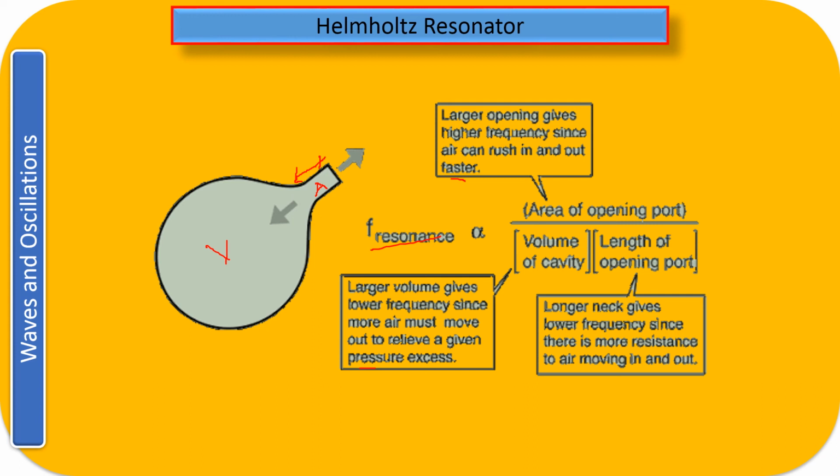As you can see, a longer neck gives the lower frequency, since there is more resistance to the air moving in and out because of the larger length. Naturally the air has to travel a longer distance, so the resistance is going to be more, and therefore the frequency will be less. So in this way we have finished this Helmholtz resonator.